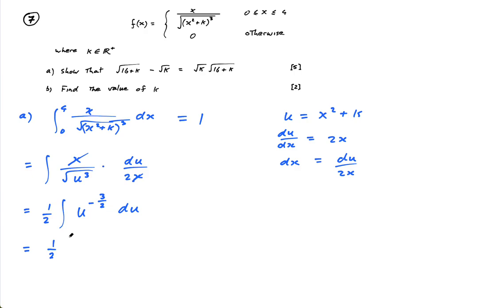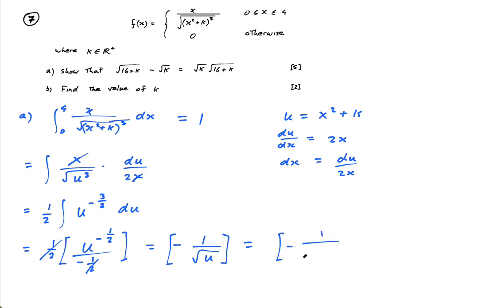Now, integrate this. This is a half times square brackets, raise the power by 1, so that's going to be u to the power of negative a half, and divide by the new power, divide by negative a half. Now these actually cancel, which is nice. So I'm left with negative u to the power of negative a half, which is actually just 1 over root u. So that is equal to negative 1 over the square root of x squared plus k.